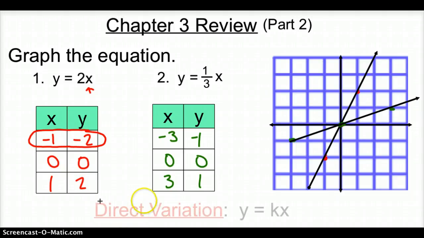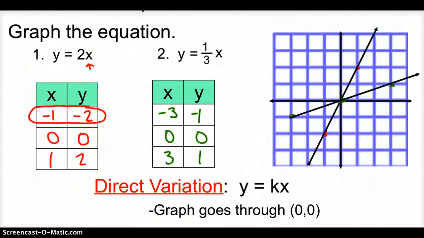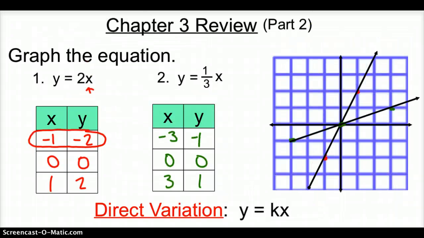Now, what is this? This is a direct variation. Direct variation: y equals kx, where k acts as your slope, and the graph always goes through 0, 0. Check this out. Both of these are direct variations because they go through 0, 0, and they are a straight line.